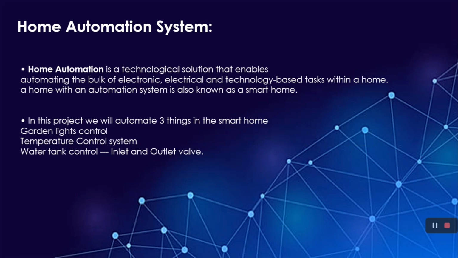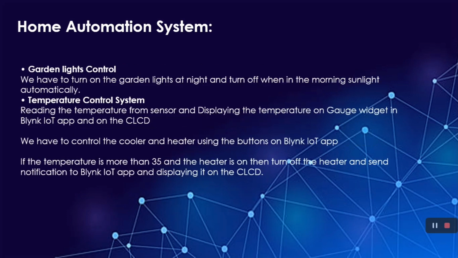In this project, we will automate three things: garden lights, the temperature control system, meaning the temperature in the house, and the water tank in the house, which will be automatically controlled. For garden lights, we have to turn on the lights at night and turn them off in the morning with sunlight automatically. Means when there is less light in the environment, that is in the evening and at night, the light will automatically turn on, and once the sun rises the light will automatically turn off.